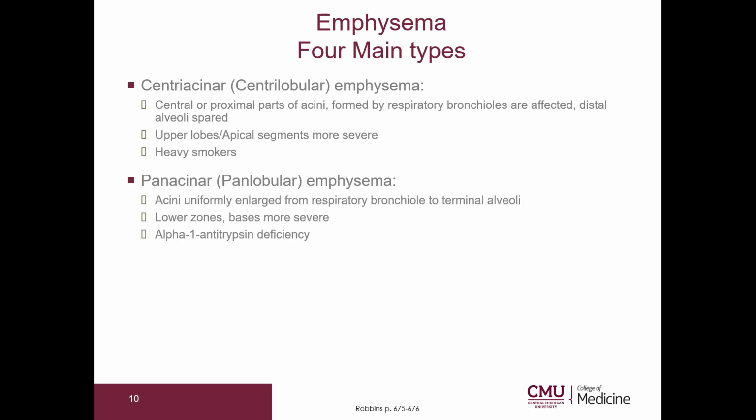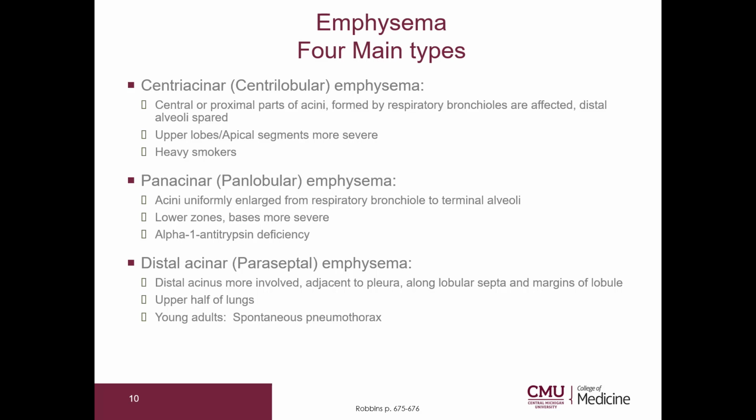Panacinar emphysema refers to the condition when the acini are uniformly enlarged from the respiratory bronchiole to the terminal alveoli. This generally affects the lower zones and bases of the lung more severely. This is the type of pathology you will see in alpha-1 antitrypsin deficiency.